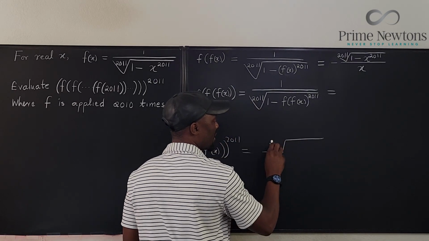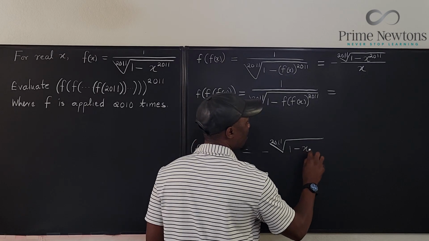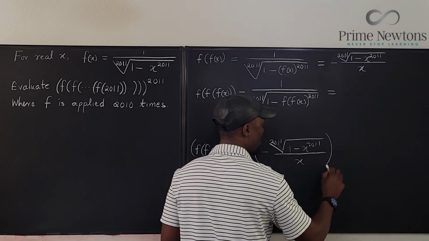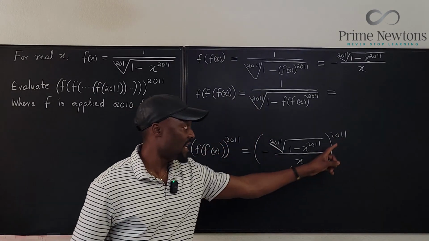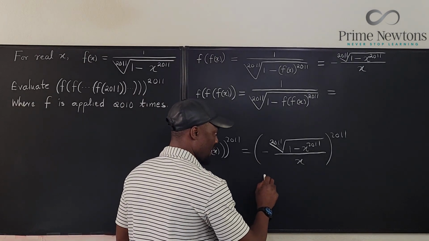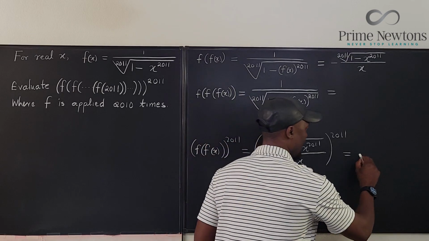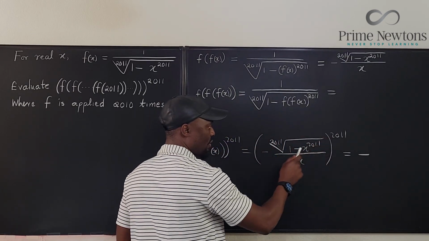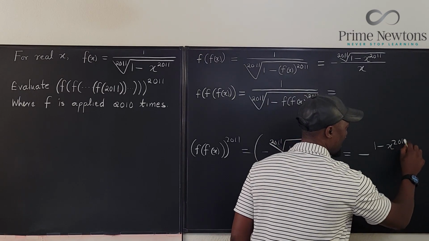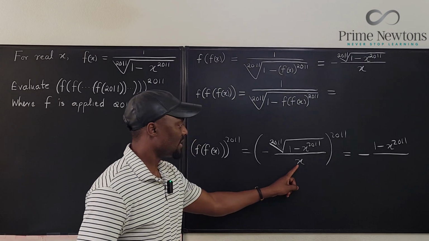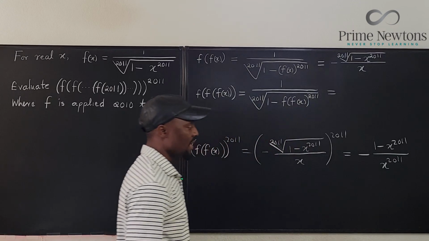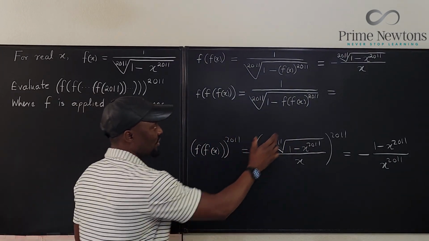Let's make this wider. That's right, the 2011th root of (1 minus x to the 2011) divided by x. If you raise this to power 2011, because this is an odd exponent, this minus sign is retained. So this is going to be equal to, the minus sign stays, and we take the root out. So you have just 1 minus x to the 2011 divided by this, raised to power 2011. So that's going to be x to the 2011. Okay, so that's what we're going to get for just this part.